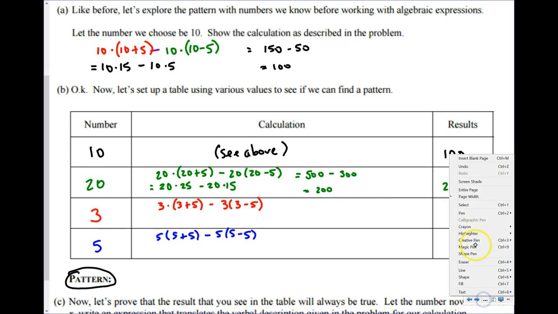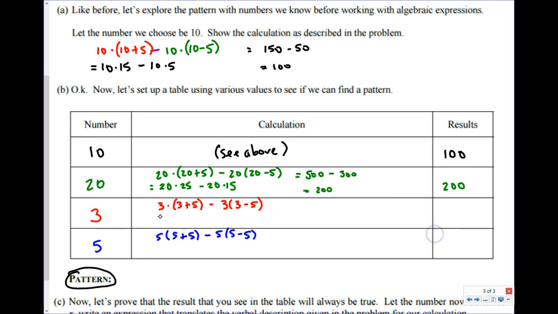Okay? This is the third one. This will give me 3 times 15 minus 3 times negative 2. So be careful there. 3 minus 5 is a negative 2. When I simplify, 3 times 15, oh, I'm sorry, I made a mistake. Let's go back. This is my mistake. Let me just rewrite that.